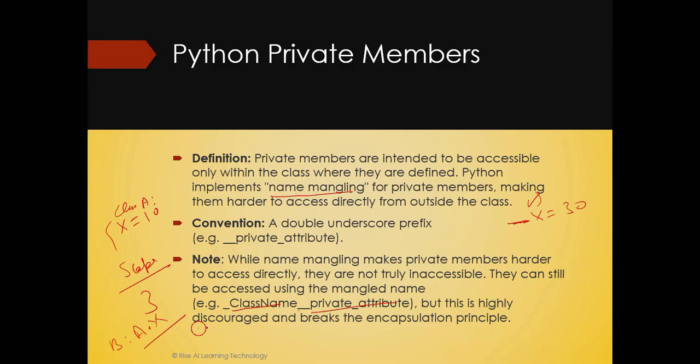But this is highly discouraged and breaks the encapsulation principle itself. If some class has declared this variable like this, it means you don't want to expose it. If someone is still trying to use it, then he should know this particular thing. This is the way to still use it. It's clear? Public, private, protected, and how we can declare and use those methods and variables.